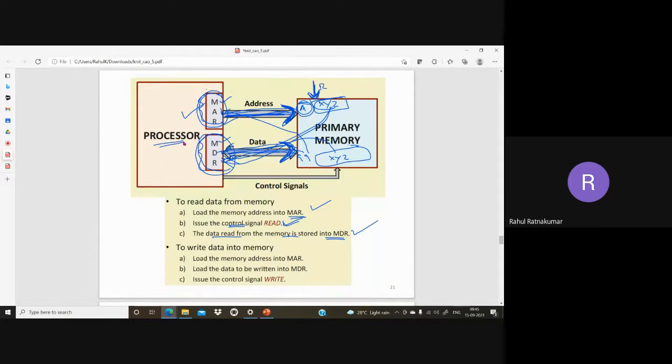Now what about writing? In writing, again, the address to which we are writing will be pointed to by the MAR. Load the data to the MDR. Then the data that we need to write into that address is held by the MDR, and we issue the control signal write. Okay, so this is the process.